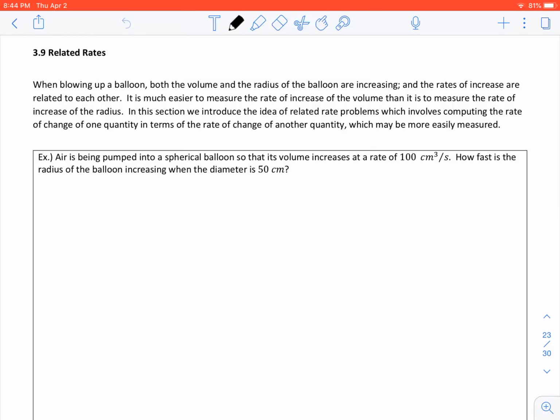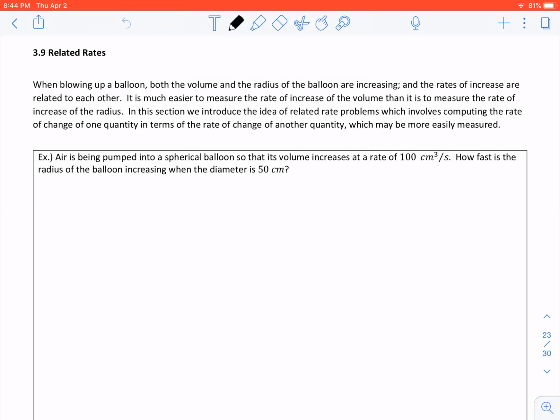This is section 3.9, related rates. When blowing up a balloon, both the volume and the radius of the balloon are increasing, and the rates of increase are related to each other. It's much easier to measure the rate of increase of the volume than it is to measure the rate of increase of the radius. In this section, we introduce the idea of related rate problems, which involves computing the rate of change of one quantity in terms of the rate of change of another quantity, which may be more easily measured.